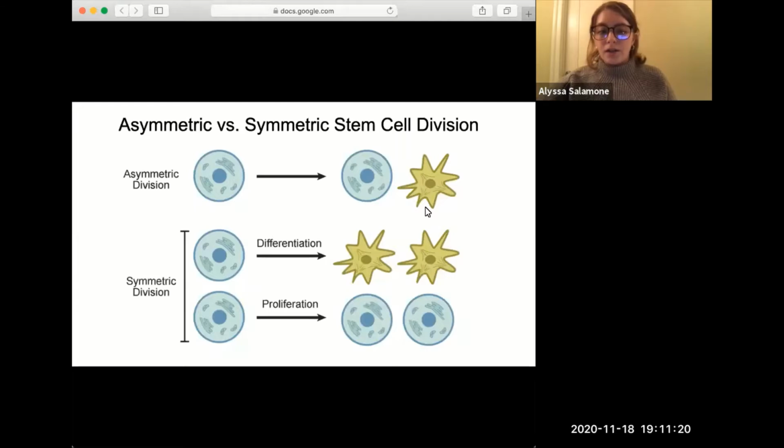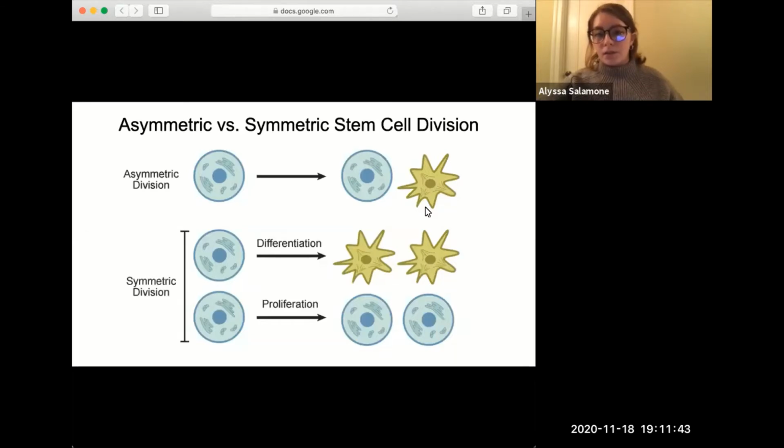Symmetric division occurs in two different ways, via proliferation or differentiation. Via the proliferation method, a stem cell divides and produces two daughter cells of the same type, both being stem cells. In the differentiation method, a stem cell divides and produces two daughter cells of the same type, both being non-stem cells, so either somatic or gamete cells.